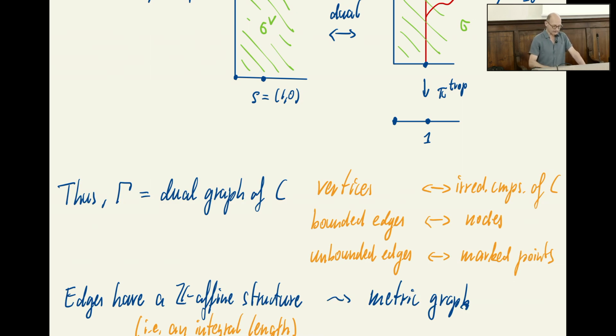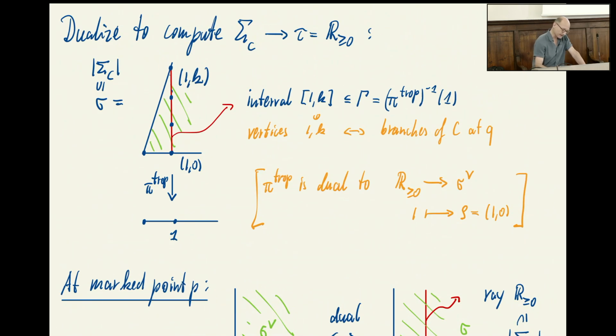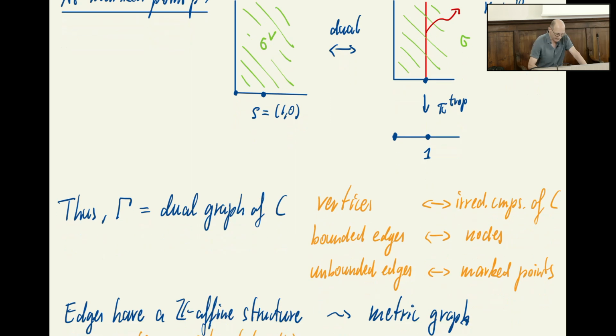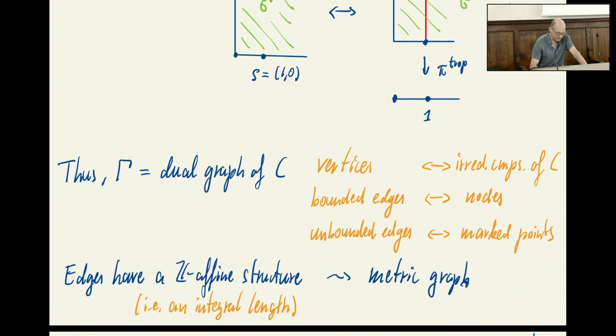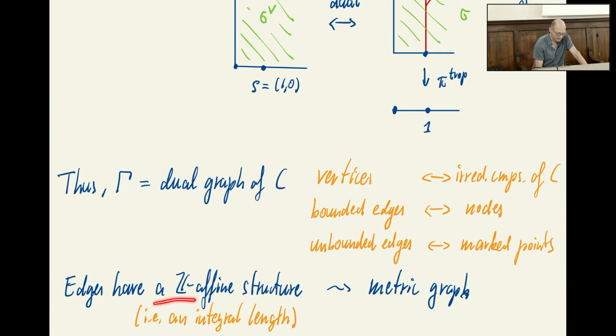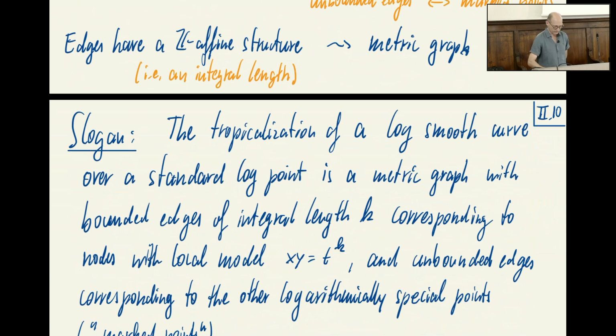You also notice, let's look at this picture again, that all of these are integral morphisms, so morphisms of rational polyhedral cones that preserve the integral structure. So you see that these edges that you get also have an integral affine structure, so an integral length function, a metric if you want, okay? So we get a metric graph with bounded edges of integral length. Of course, then there are also unbounded edges corresponding to these marked points.